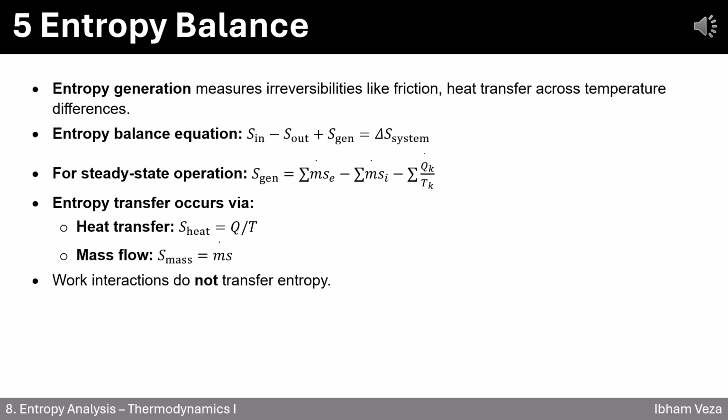There are two main ways entropy moves in a system: heat transfer and mass flow. With heat transfer, entropy increases when heat moves from hot to cold areas. With mass flow, entropy is simply carried in or out by the moving fluid. An important point: work doesn't transfer entropy. You can think of work as clean energy, while heat and mass flow carry the messiness, or entropy, of a system. By using this balance, engineers can pinpoint where energy is being wasted and design systems to minimize it.